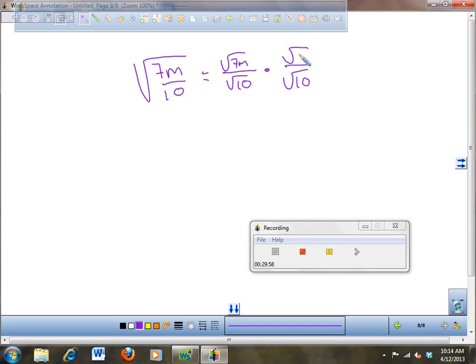When I do that, on the top, these square roots stay square roots. And so I get square root of 70m on the top. And what do I have on the bottom? What's root of 10 times root of 10? 10. And that's it. It's not that bad, is it?